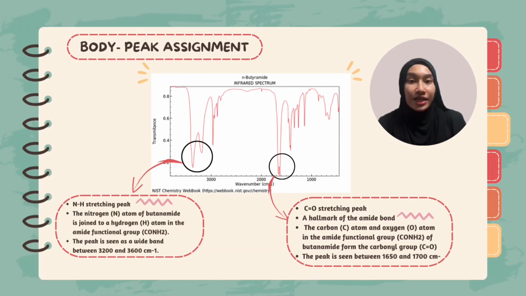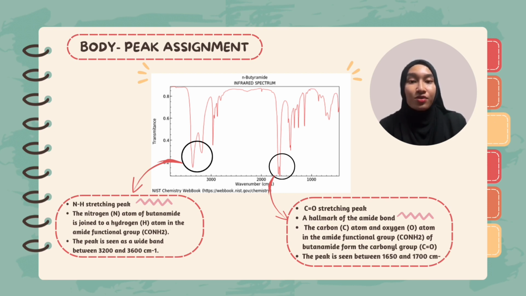For the peak assignment, the NH stretching peak in the infrared spectrum indicates the presence of an amide group, which in turn confirms the presence of butanamide. In the amide functional group of butanamide, the nitrogen atom is bonded to a hydrogen atom. When infrared radiation is passed through the sample, it interacts with the molecules and causes specific vibration of the chemical bonds. The NH stretching vibration occurs when the NH bond elongates and contracts. This stretching motion generates a characteristic peak in the IR spectrum.